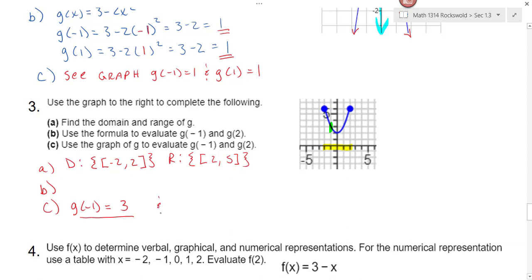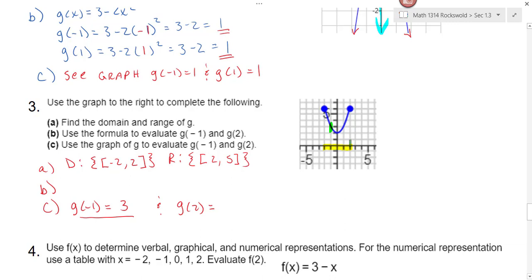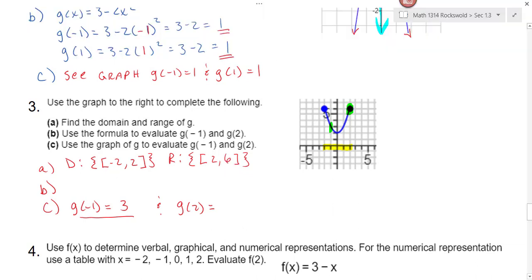And g of 2, we go over to the graph where x is equal to 2. We go up to it and we end up at this point, and that's going to give us what? 6. Wait, 1, 2, 3, 4, 5. It is 6, which means this answer right here is wrong, isn't it? What should it be? It should be 6. I was trusting you guys to count.